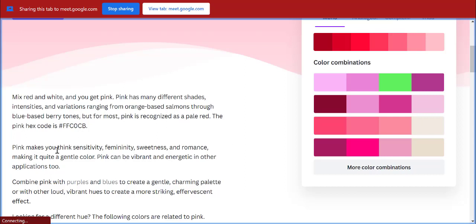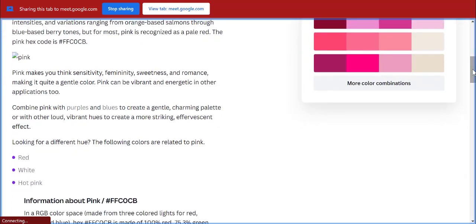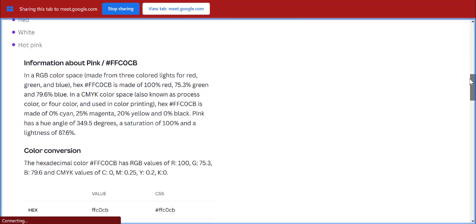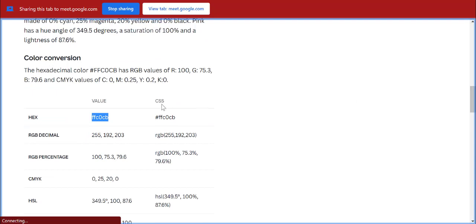Pink makes you think of sensitivity, femininity, sweetness, romance, and it's a very gentle color. It could also be vibrant and energetic when we're talking about the different shades of pink. Combine pink with purples and blue to create a gentle, calming, charming palette. This is our color hex code for pink, FFC0CB. Please take note, this is 0, not O. You can see it here in its lowercase form. That's the hex value for pink, the RGB, and the CMYK value for pink.